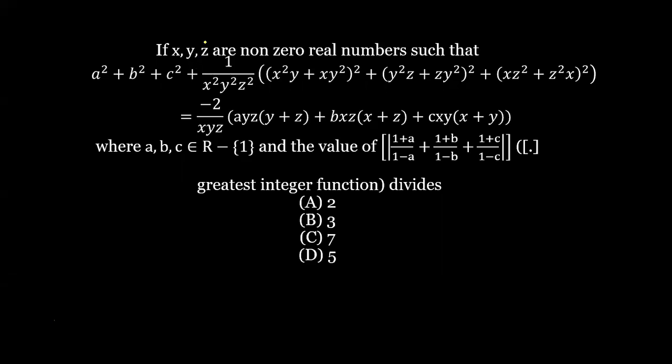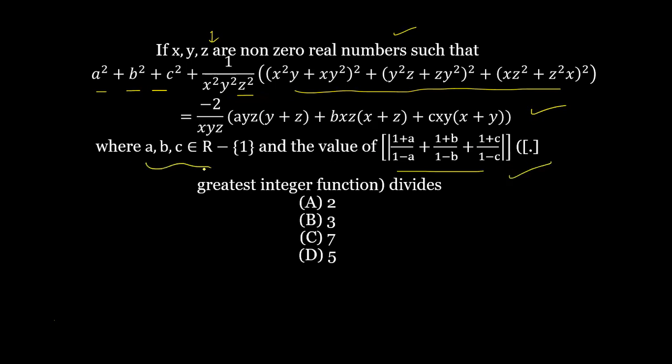So in this problem, we are given that if x, y, and z are non-zero real numbers, such that a square plus b square plus c square plus 1 divided by x square, y square, z square plus this thing is equal to this thing, then we have to find the value of mode of this, and then we have to take the greatest integer of that. It is also given that a, b, c are not equal to -1, and it can take any real value except -1, and x, y, z are non-zero real numbers. So you can try to solve this, and we begin the answer.